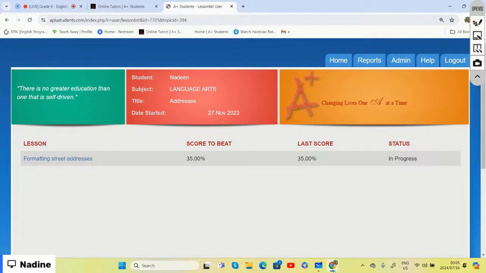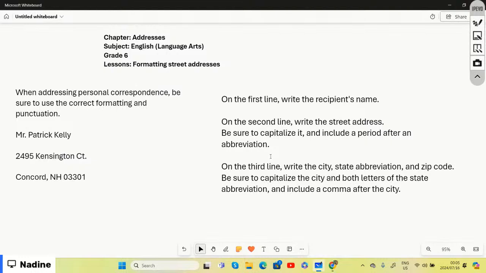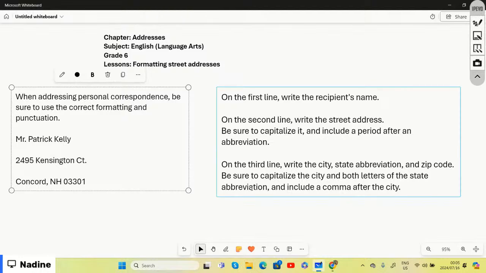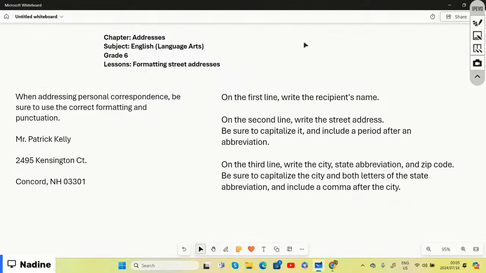All right. Before we go on to our chapter and lessons for today, we said our chapter is addresses. Our subject is English Language Arts, grade 6, and the lesson that we are focusing on today is formatting street addresses.